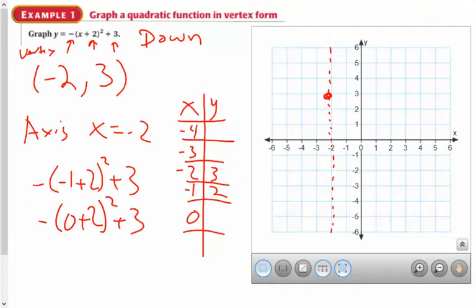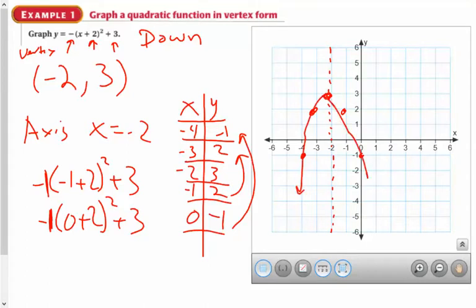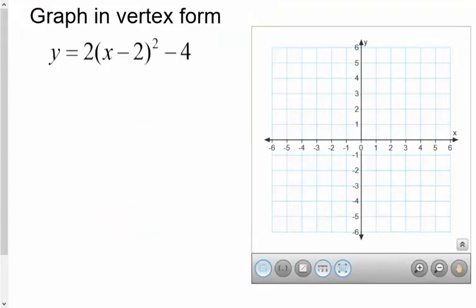2 squared is 4. 4 times negative 1. And when I say negative 1, what I'm doing is multiplying by negative 1 right there. So that would be negative 4 plus 3 is negative 1. And then I'm just going to reflect and reflect. So let's go with (negative 1, 2) and (0, negative 1). Reflect those points. And there is your parabola. Nice and easy.